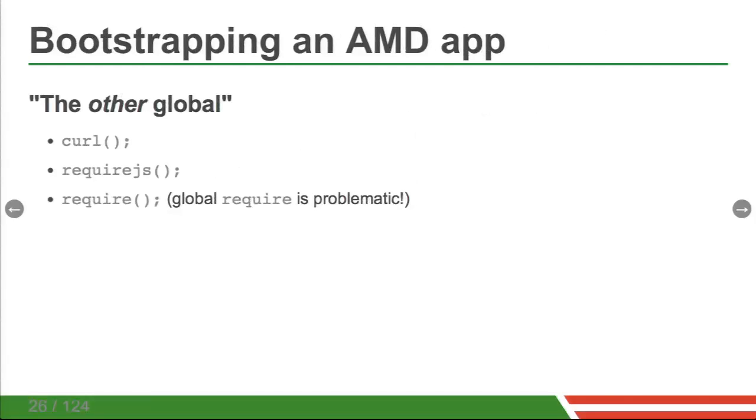Okay, all right. So the other global in AMD, and this is not really part of the standard, it's an optional part of the standard to have this other global. Of course, you need some other global to bootstrap stuff because of just the way JavaScript works. You need something out there to grab hold of and just start doing things somewhere in some script somewhere.